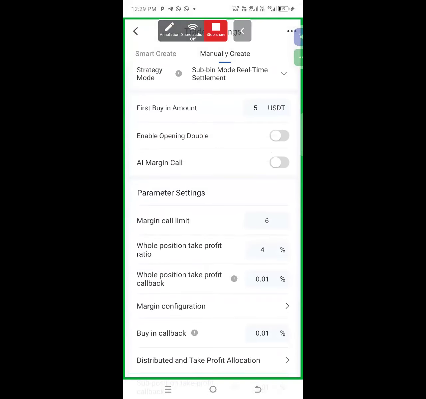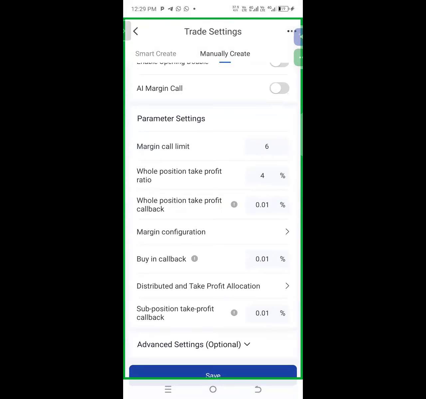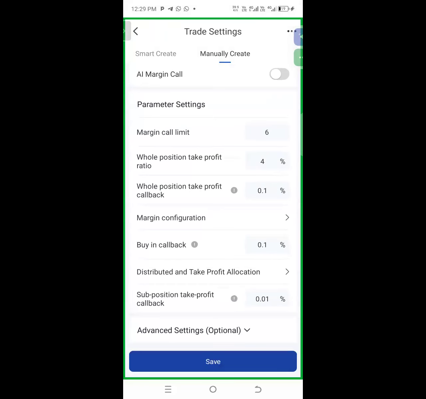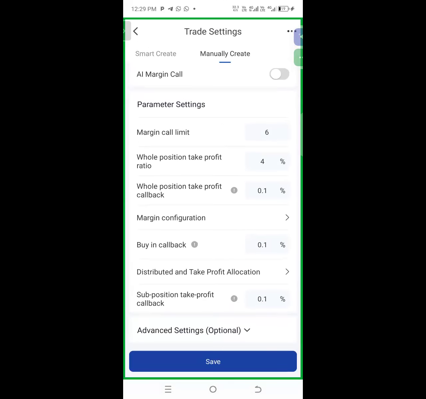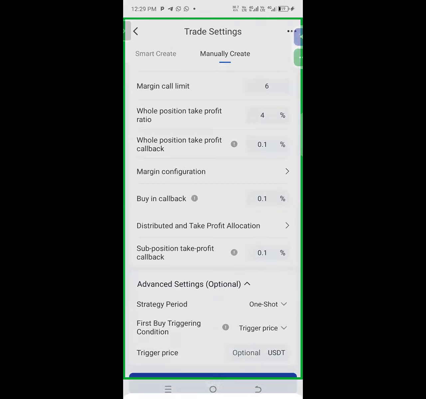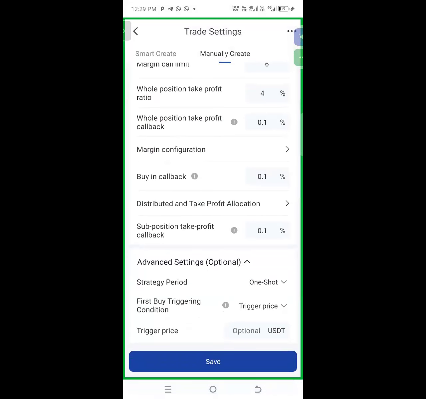Very good. Now you come to your margin multiple buy-in callback 0.1. At least 0.01, so make it 0.1. And then the take profit callback to be 0.1. Right? After that, you come here, you change the strategy period from cycle to one shot.